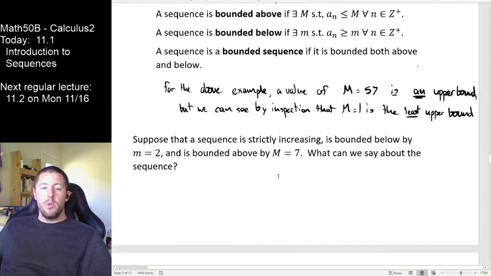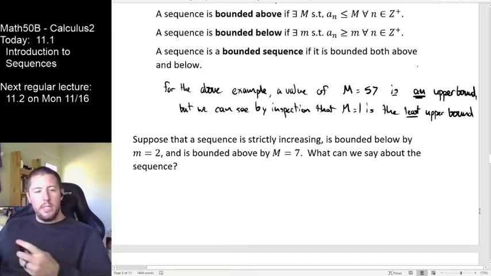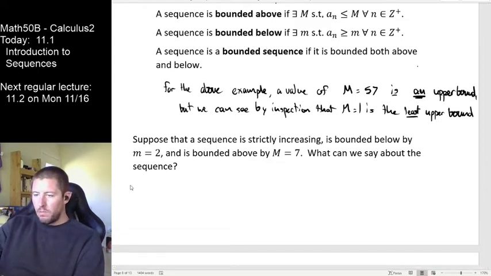So suppose that a sequence is strictly increasing. I'm going to tell you it is bounded below by m equals 2. It is bounded above by capital M equals 7. What can we say about the sequence? This is a pretty important claim we want to be making here.